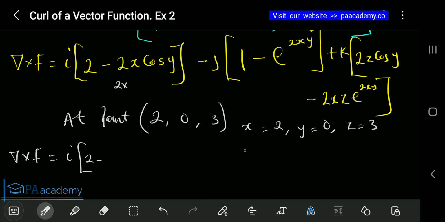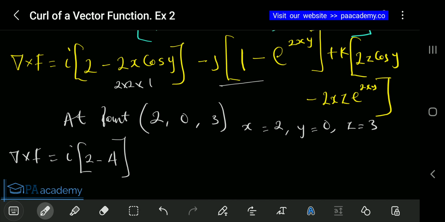That will be 2 times, our x is 2, times cos y. So that's cos 0. And if you type cos 0 in your calculator, that will give you 1. Exactly, so cos 0 is 1. That's just like multiplying by 1. So this will give us 4.